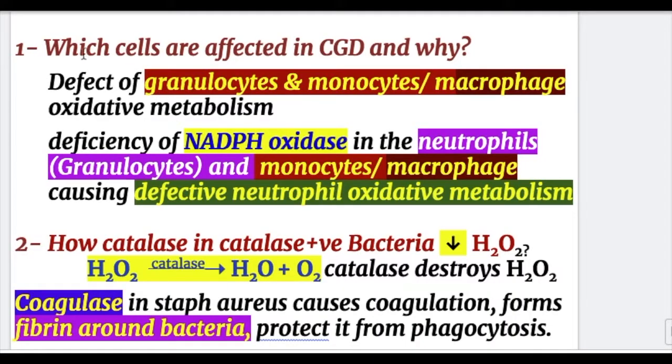Now, answers to the questions. Question 1. Which cells are affected in chronic granulomatous disease and why? The defects are of granulocyte and monocyte macrophage oxidative metabolism. The deficiency of NADPH oxidase in the neutrophils and monocyte macrophages causes defective oxidative metabolism.